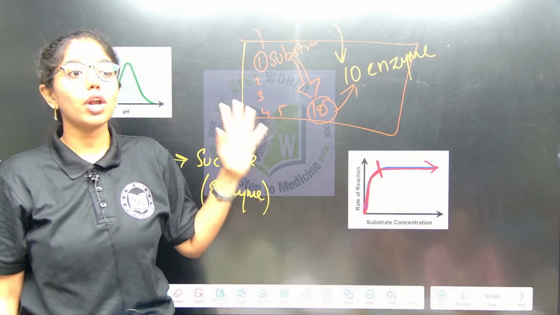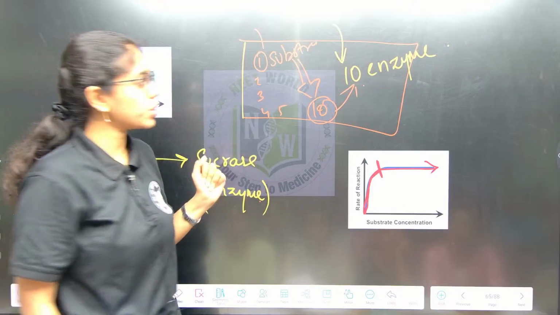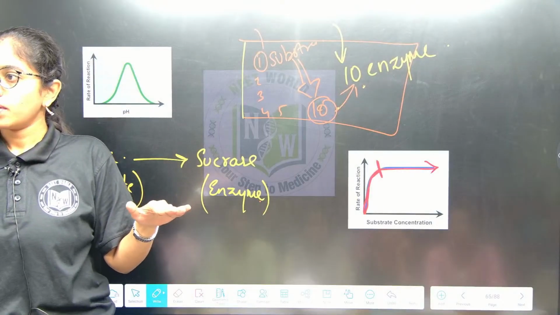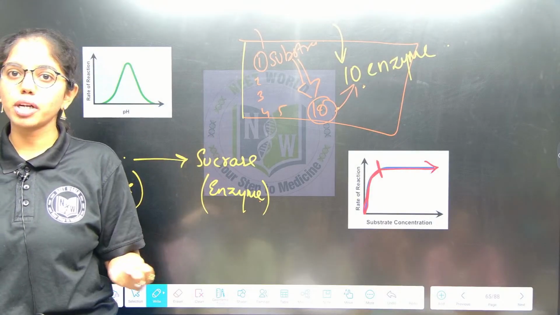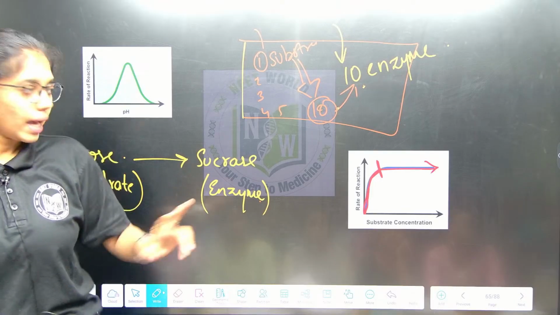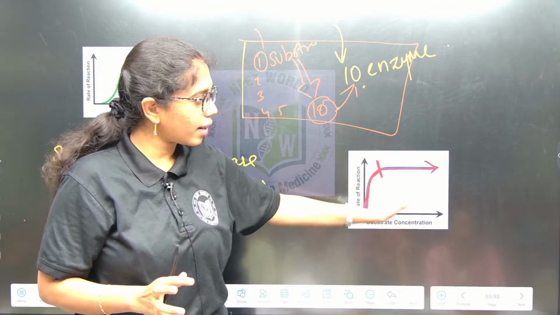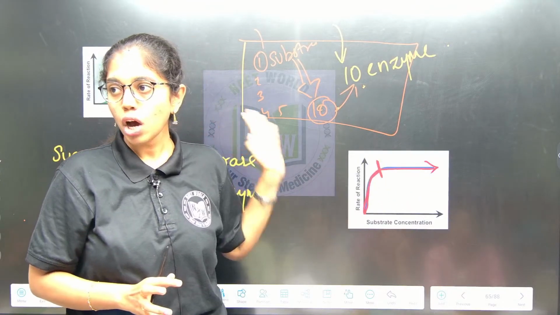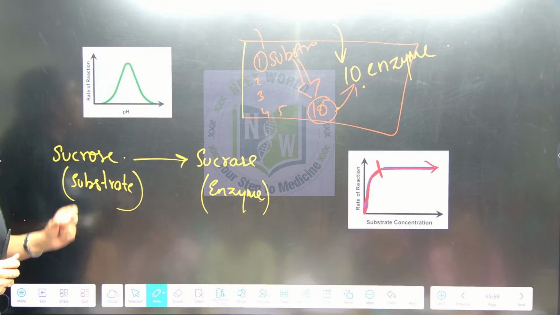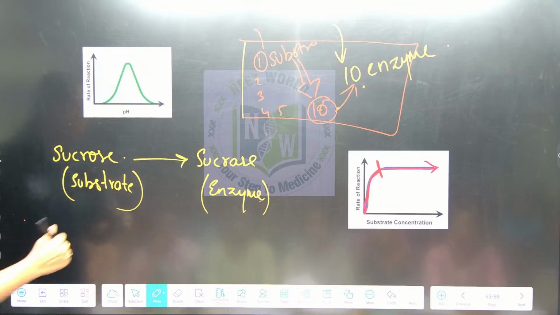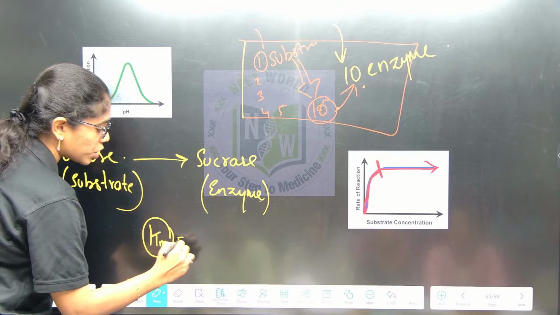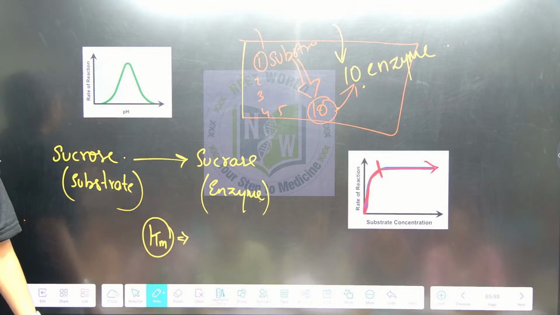No. There will not be any increase in the rate of reaction, because the substrate and enzyme complex has come to a saturation. The enzyme's capacity to hold the substrate has come to a saturation. Understood the meaning of saturation? Understood why there is no downfall or rise in the graph once it reaches the optimum point? And there is a phenomenon called the Michaelis-Menten constant. What does it say? Km is the substrate concentration at which half of the maximum velocity is achieved.